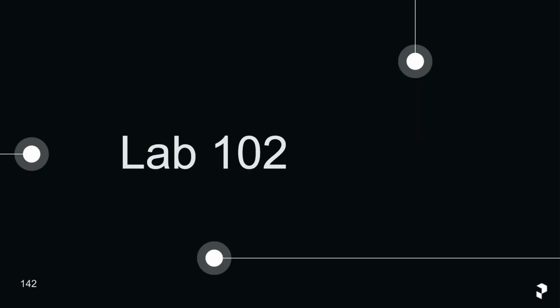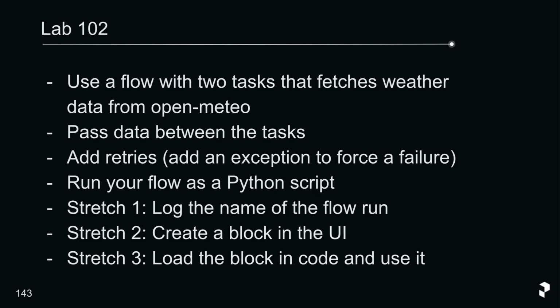Now we're ready to start the lab. So what you're going to want to do is navigate over to the 102 folder in the GitHub repository, and you're going to leverage the examples to complete the following action items. You're going to use a flow with 2 tasks that fetches weather data from the OpenMedio API. You're going to pass data between the tasks, add some retries to the tasks or the flows, maybe even throw in an exception to force a failure just to see those retries in action. You're going to run your flow as a Python script, and that's pretty much it for the basics.